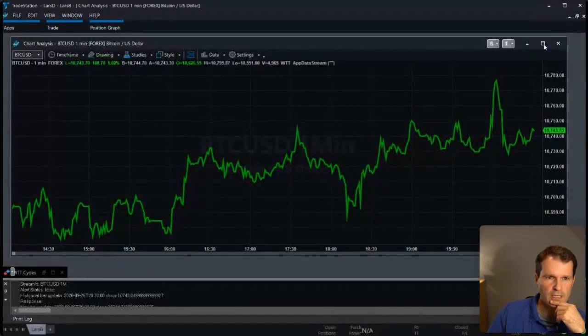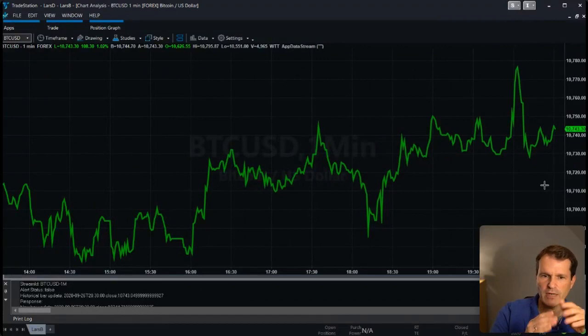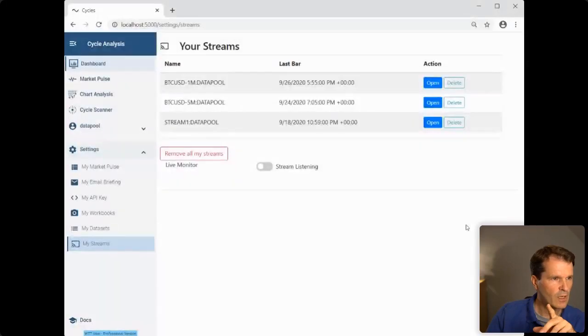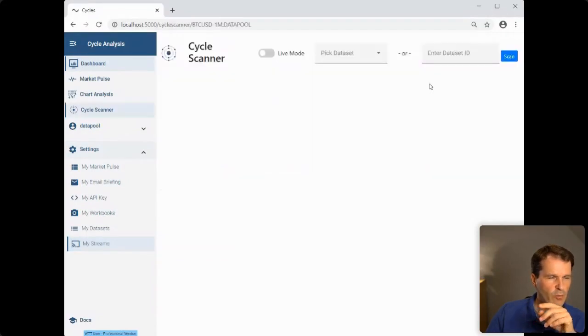open the indicator, and this ensures that in the background, this data is also live streamed to our cycle tools. So we just keep this running, and I will now switch to our cycle toolbox. Here we see the Bitcoin US dollar 1 minute chart. This is your username, and we will now open this as a chart.